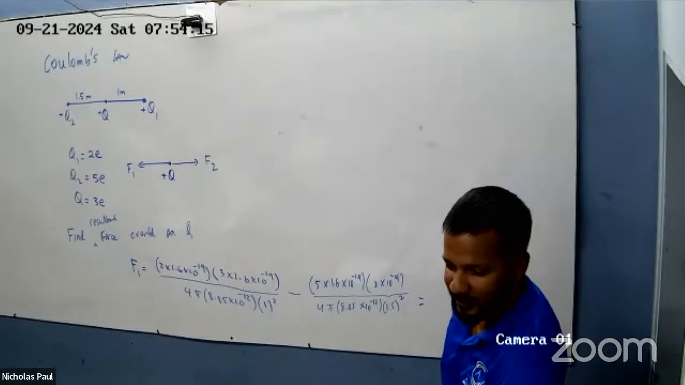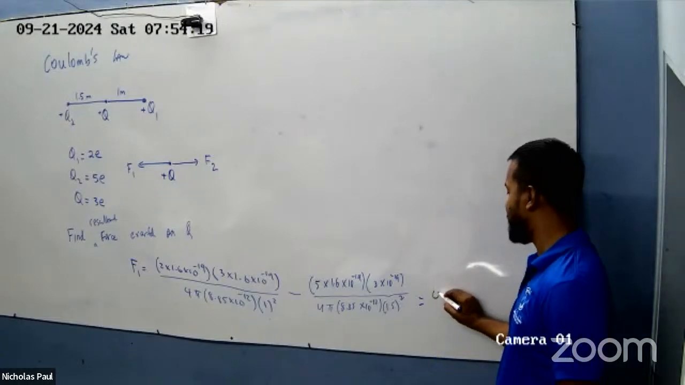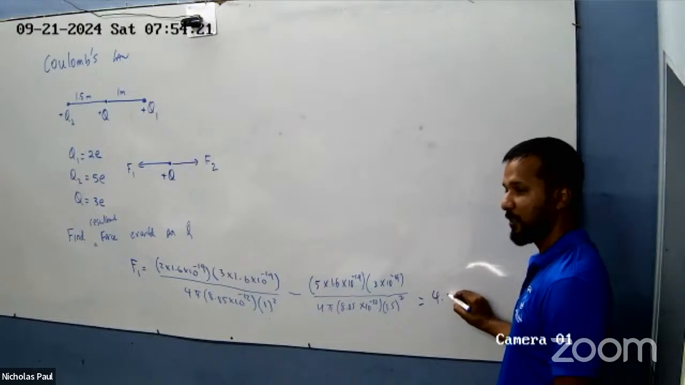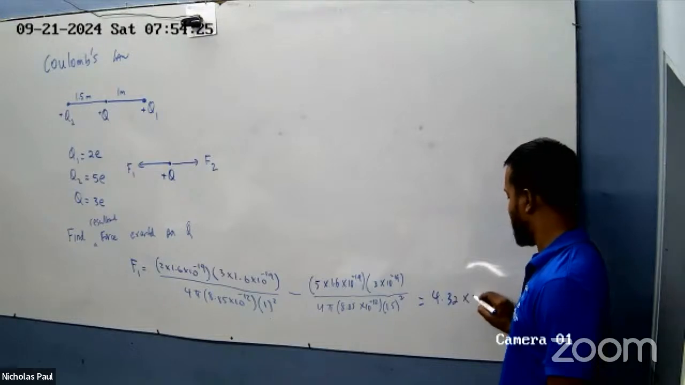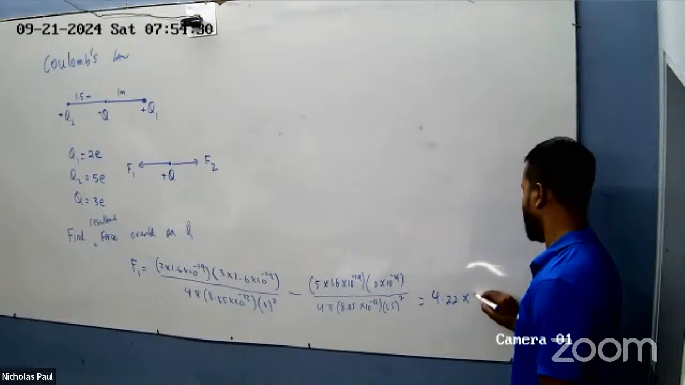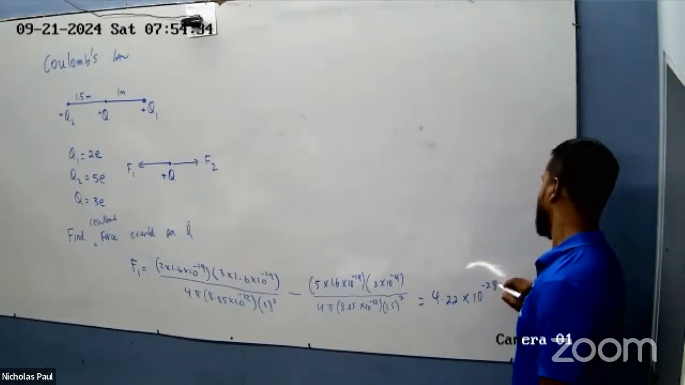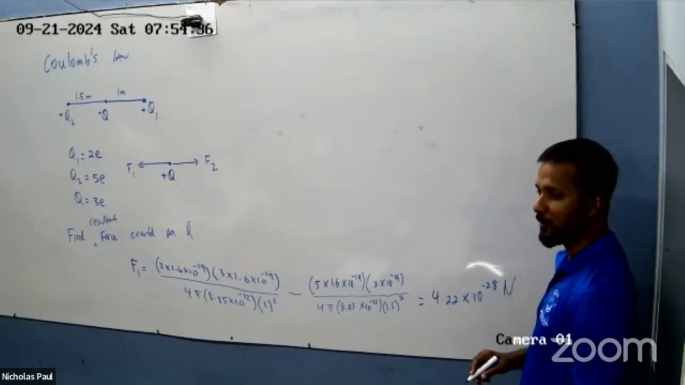4.32 by 10 to the minus 20. Anybody get that? 4.32. Right, good job, Anthony.